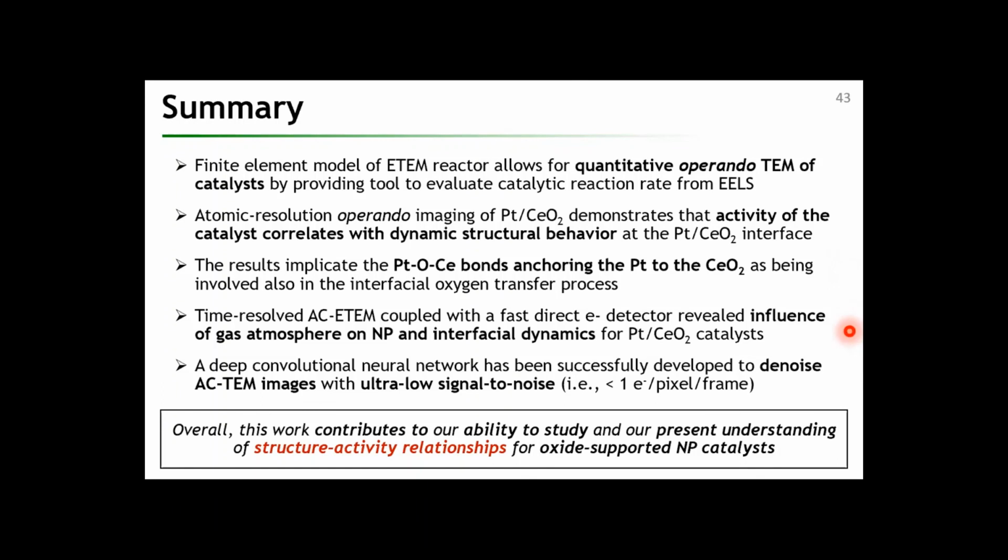And then applying aberration-corrected electron microscopy with a fast direct electron detector allowed us to begin to probe exactly what's going on with those dynamic structural reconfigurations. We applied that to the water gas shift reaction and CO oxidation reactions. And then to improve this methodology, we need more robust denoising methods, which we're working on using convolutional neural networks to do. Overall, this work, my thesis, is contributing to both our ability to study as well as our present understanding of structure-activity relationships for oxide-supported nanoparticle catalysts.